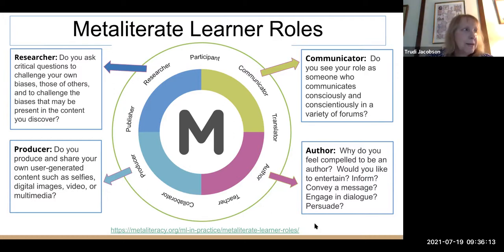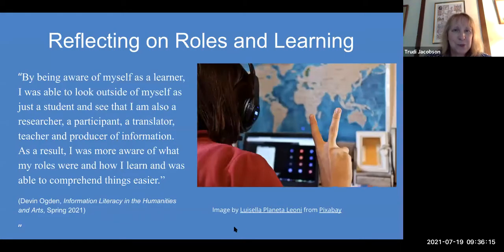And on the next screen, you'll see a student quote reflecting on the roles and learning. And so this student is talking about the different roles, and he said that it helps him to comprehend things more easily, but he sees himself in a different way.